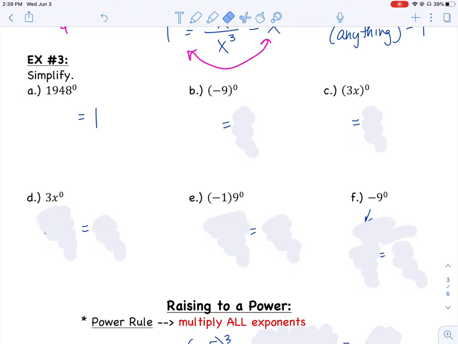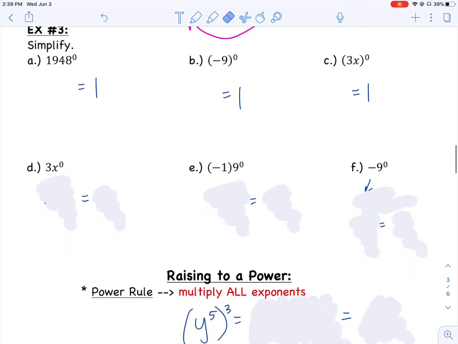All right, look at B. I have -9 to the 0 power, where the parentheses are around that -9. So I know the whole thing, the whole -9, is raised to the 0 power. Well, anything raised to the 0 power we know is 1. All right, look at C. The whole thing, the 3 and the x, the whole thing is raised to the 0 power. We know that anything to the 0 power is 1.